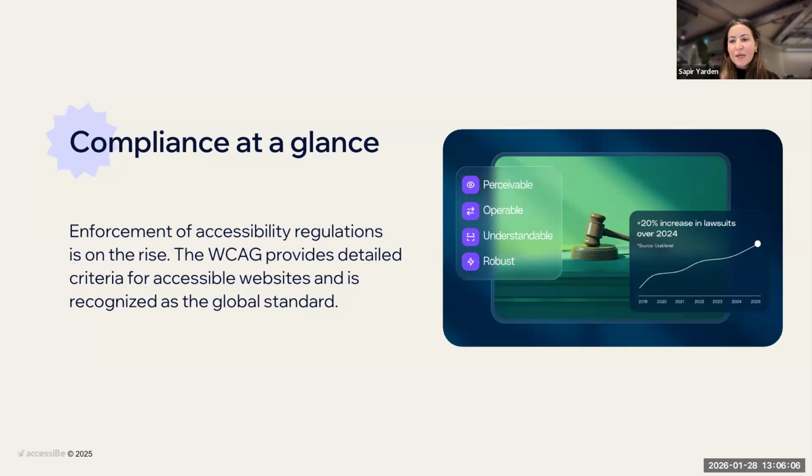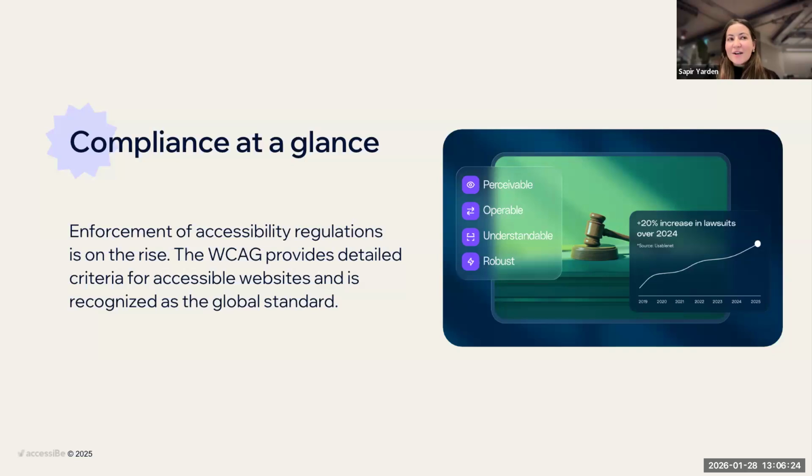In the US, that might be the Americans with Disabilities Act that went into effect in 1990, but actually didn't mention websites at the time. So we're just catching up to that now. There's regulations in Canada, and most recently in Europe. That was the European Accessibility Act, which came into effect in June of 2025.